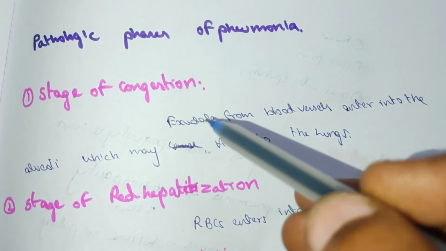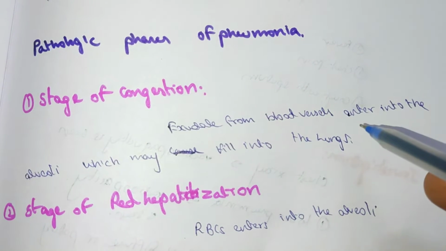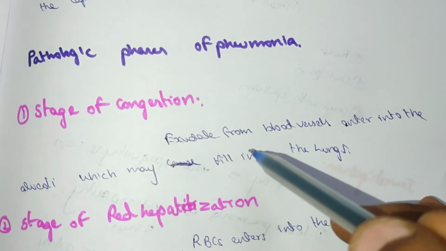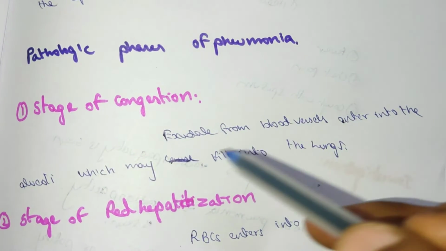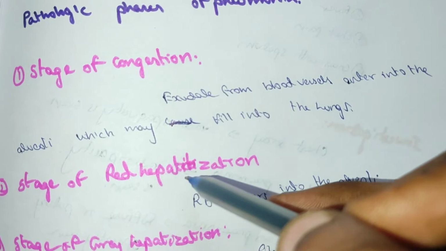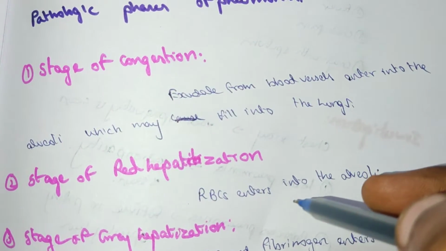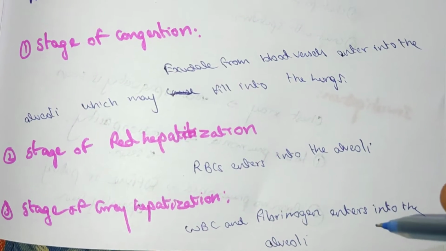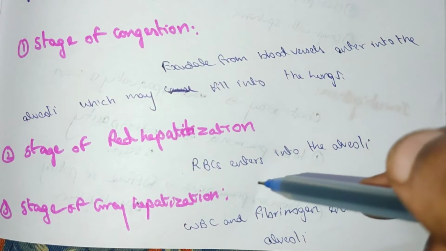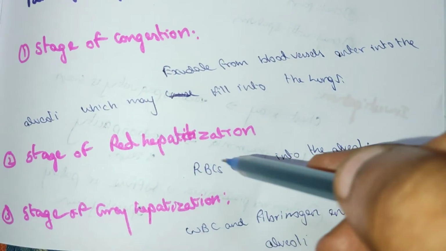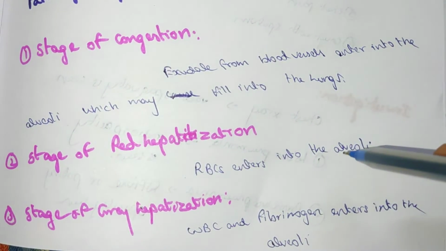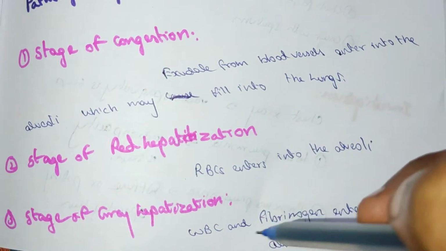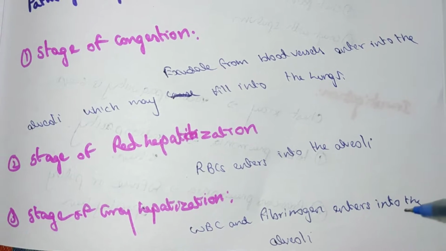The first stage is known as the stage of congestion. The exudate from the blood vessels enters the alveoli and may fill the lungs. The stage of red hepatization: RBCs enter the alveoli from the capillaries. And the stage of grey hepatization: WBCs and fibrinogen enter the alveoli.